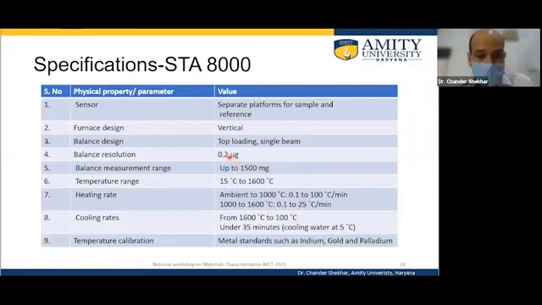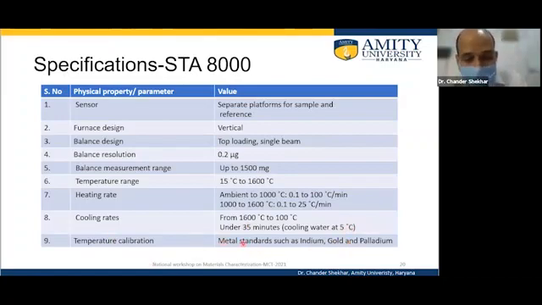What is important is that this is a top loading DSC. There are side loading and bottom loading DSCs also, and the one we have is top loading, with a balance resolution of 0.2 microgram. The balance can measure up to 1500 microgram, and the furnace can go to 1600 degrees centigrade with a heating rate of 100 degrees centigrade per minute up to 1000, and beyond that 25 degrees per minute. The cooling time is under 35 minutes if the cooling water or chiller temperature is 5 degrees centigrade.